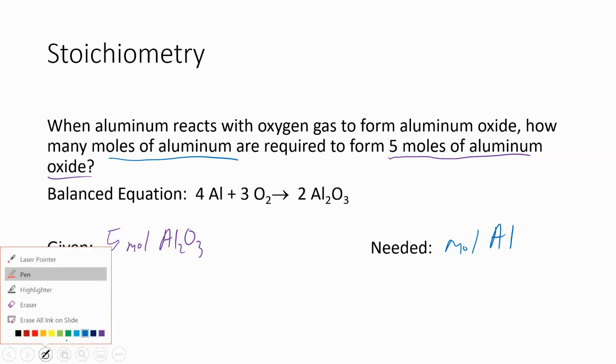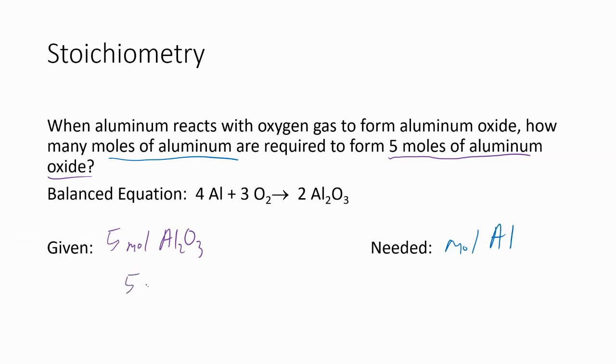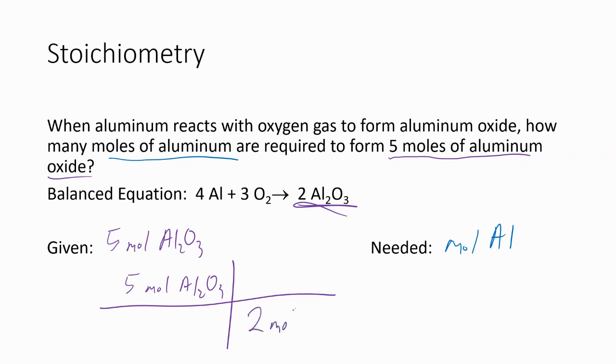So we're going to start with our 5 moles of Al2O3. And we're going to need that balanced equation. We're going to need the 2 moles of Al2O3, and then the 4 moles of aluminum. Then 5 divided by 2 times 4 is going to give us 10 moles of aluminum. Easy peasy, right? Guess what the next one's going to do?